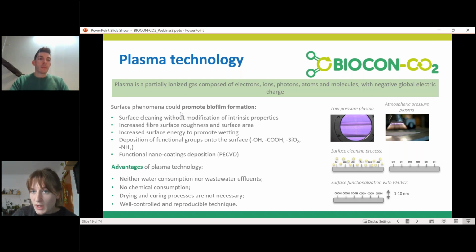And all this process, when we have the liquid compound and the polymerization permanent on the surface, we are doing nano coating by what we call PECVD, pressure enhanced chemical vapor deposition. And this technology presents several advantages, since we don't have water consumption or wastewater effluents, we don't have chemical consumption, and we can avoid drying or curing processes. And as well it is a well-controlled and reproducible technique.